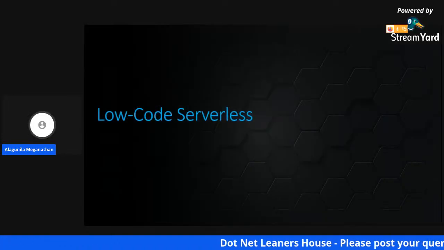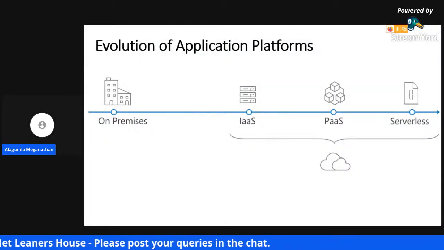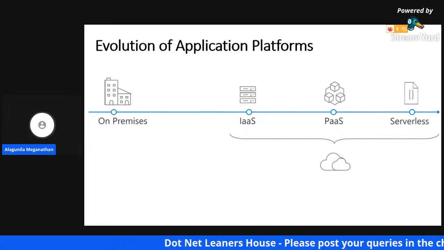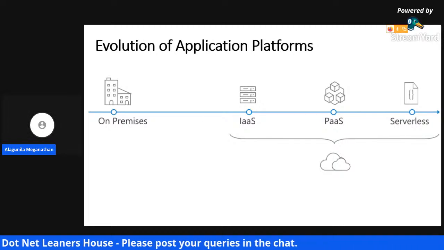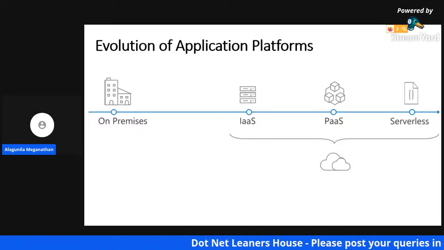So let's move further and get started with the first topic of my session, that is low code serverless. Serverless is an evolution of the application platform. Before the cloud, we kept all our data on premises. After that, we moved to IaaS and PaaS, and now we are in serverless. I hope you know about IaaS, it is infrastructure as a service, and PaaS means platform as a service.